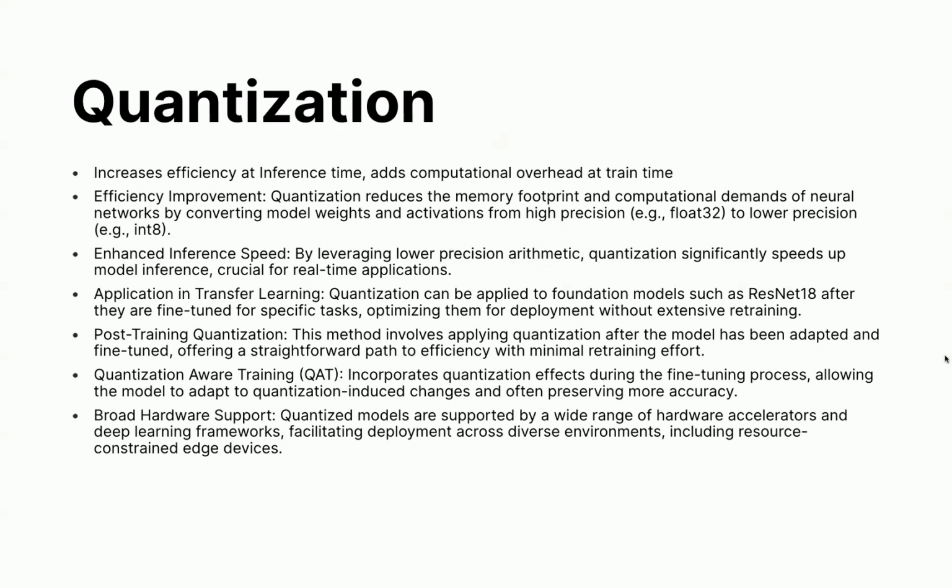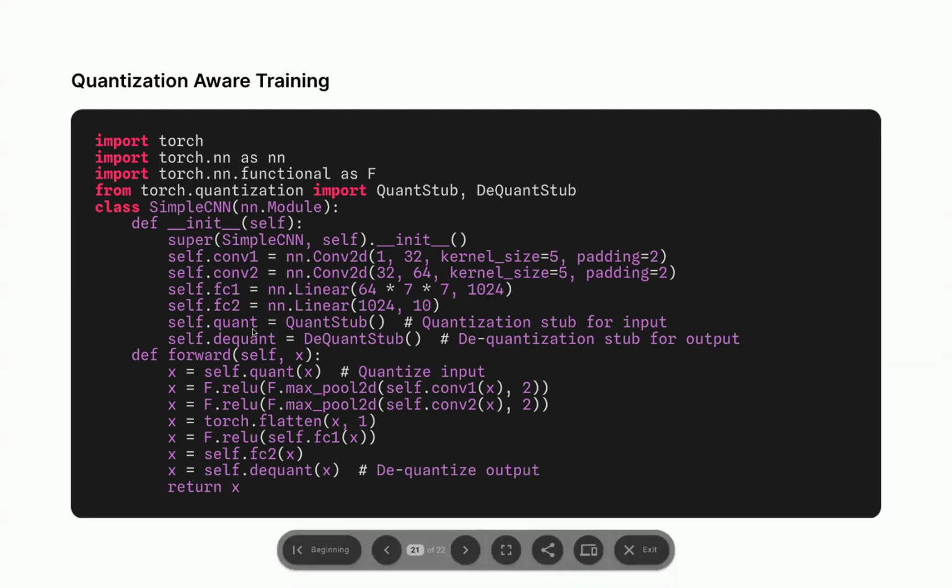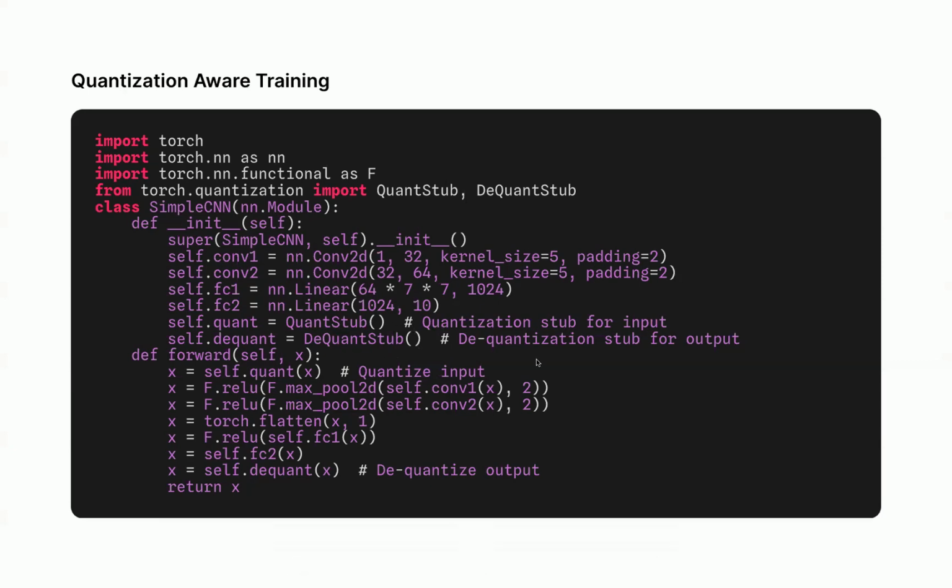There's post-training quantization, which allows for applying quantization after the model has been trained and fine-tuned. That is like another one-liner. Or you can use quantization-aware training, which basically incorporates quantization at the training level. It adds some overhead, but this is another way of doing it. This would make your model very small and very efficient. This is an example of defining a quantized model. This is a simple CNN where we're implementing the quantization step and the dequantization step, using quantization-aware training.